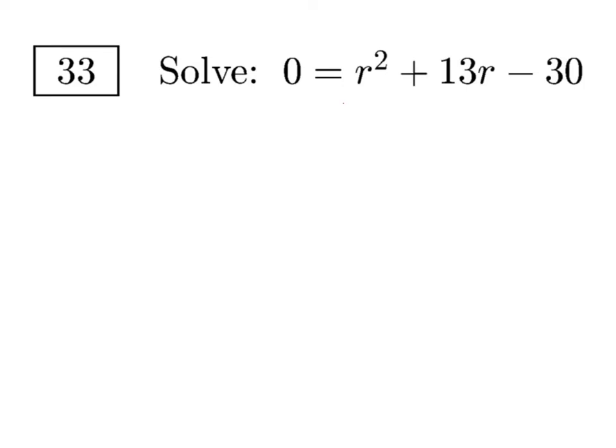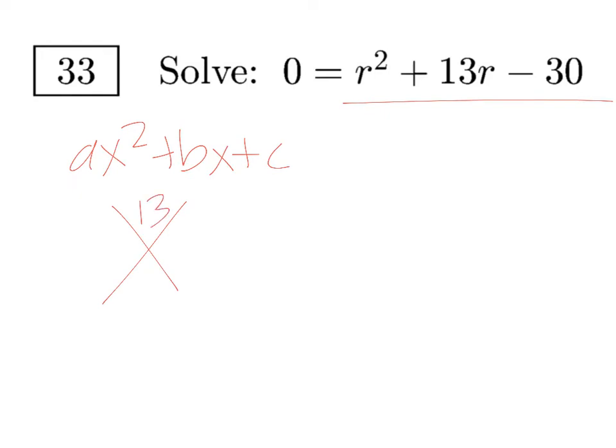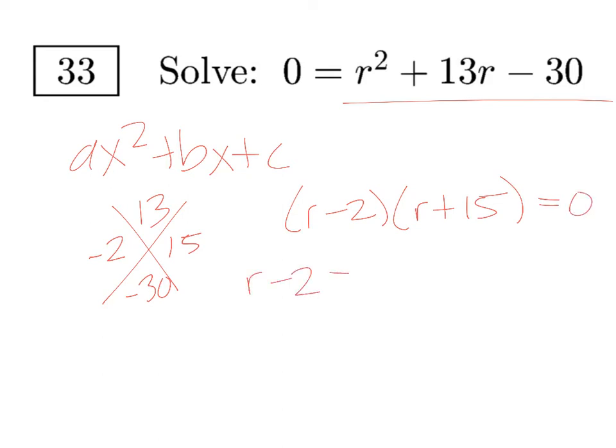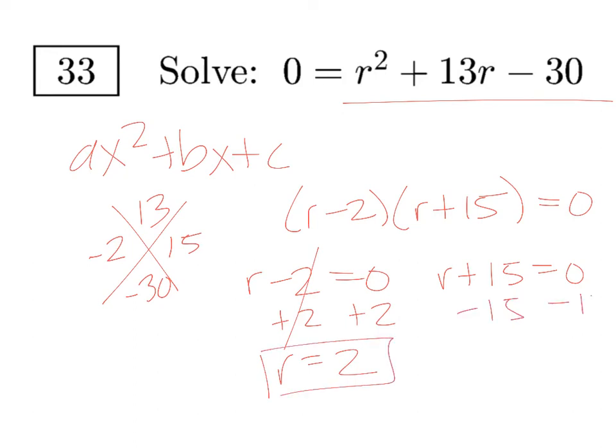For the next problem I have to solve, this expression here is of the quadratic form. So I'm going to use the big X method to factor. So I get, let's see, 13 on the top, negative 30 on the bottom. What two numbers add up to 13, multiply to give you negative 30? That's going to be negative 2 and 15. So it's going to factor into r minus 2 times r plus 15, and that's equal to 0. So r minus 2 will set equal to 0, and r plus 15 will set equal to 0. So I add 2, r is equal to 2. Done with that one. I'm going to subtract 15. r is equal to negative 15. Done with that one.